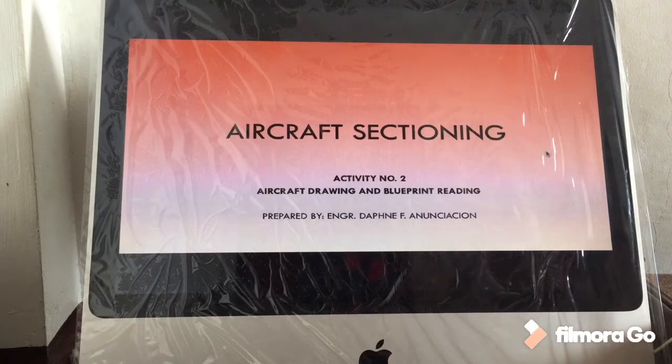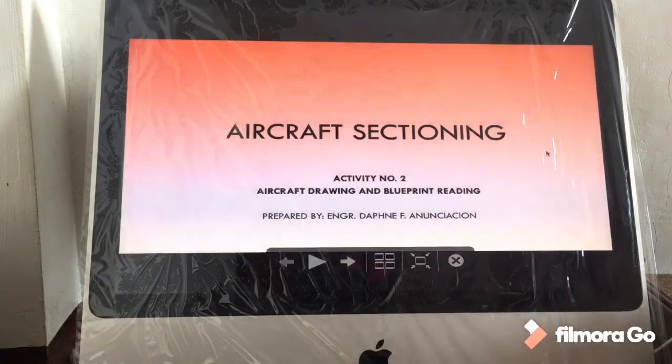So, lesson number 2 is about aircraft sectioning. So, when you say aircraft sectioning, ang gagawin natin is i-divide natin yung parts ng aircraft into different sections or portions to get the area.